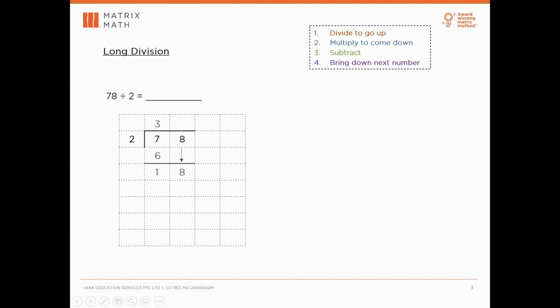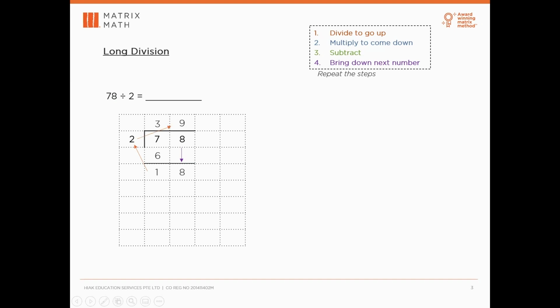That is the end of the 4 steps. Every time we reach the end of 4 steps, we have to repeat them. So we go back to step number 1, divide to go up. Since we stop at the bottom, we have to divide to go up. Take note that the number we are using is not 8, but 18. When you're at the bottom, you use all the numbers there, which is 18. We divide and touch the number on the left again to go up. So 18 divided by 2 gives us 9.